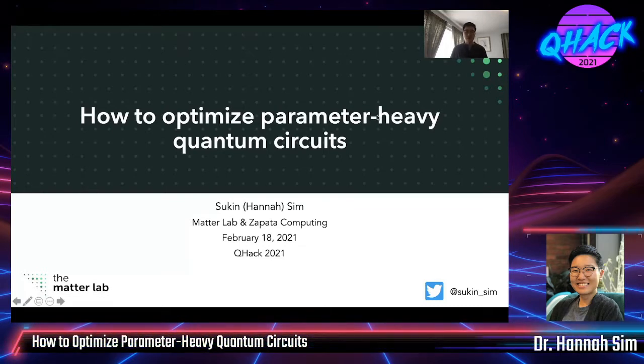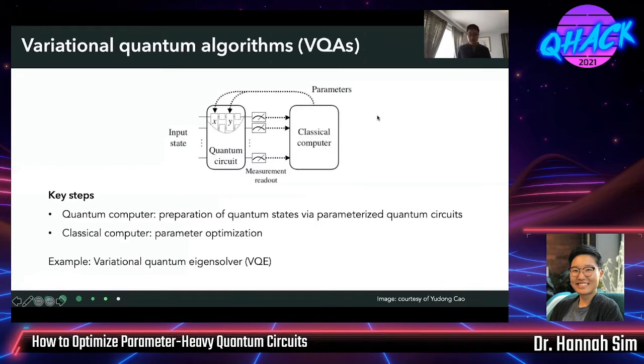And so before getting into the details, I thought I'd start off by talking a bit about variational quantum algorithms, or VQAs. VQAs are a type of hybrid quantum classical algorithms, which means that you're allocating tasks to both quantum and classical compute resources in order to achieve a larger computational task.